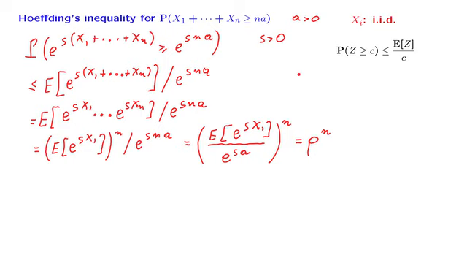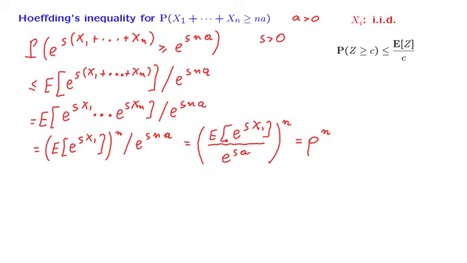The key here is that we have freedom to choose s. For any value of s, we obtain an upper bound. We're going to choose s so that we get the most informative, or most powerful, upper bound. So let us continue to see what we can do.